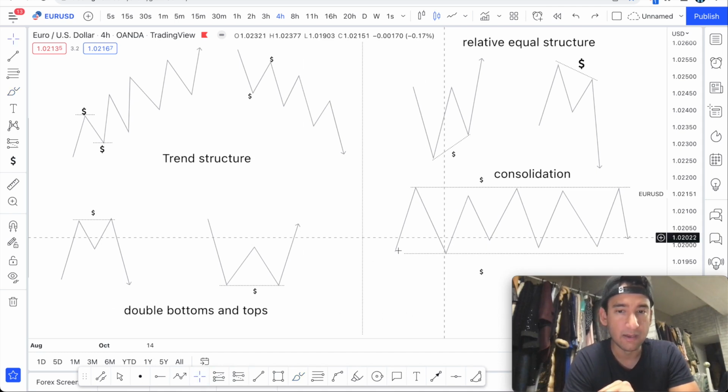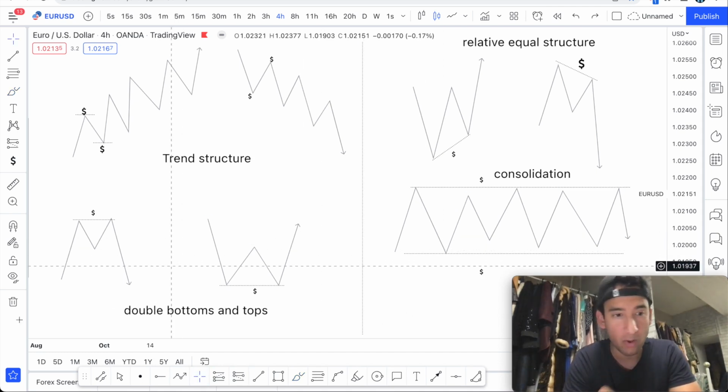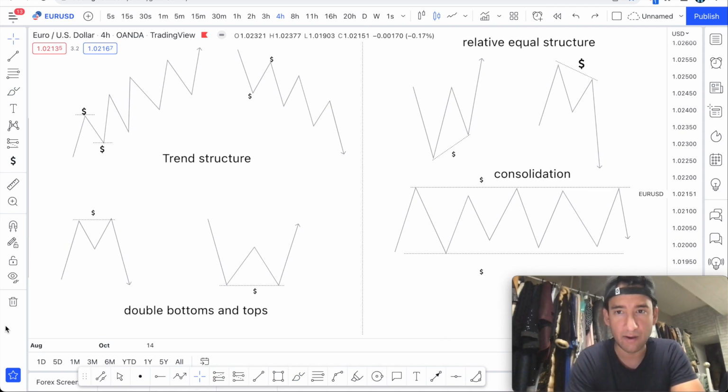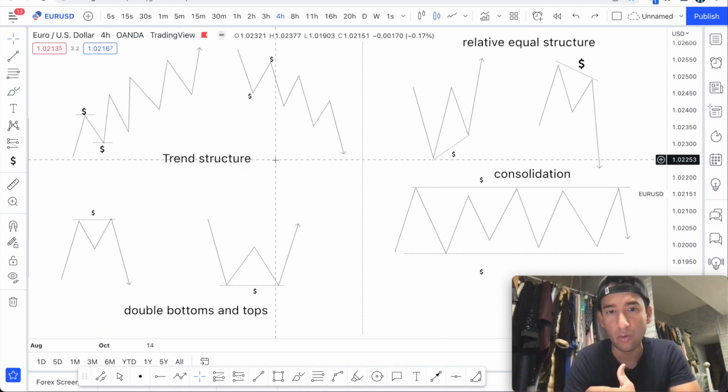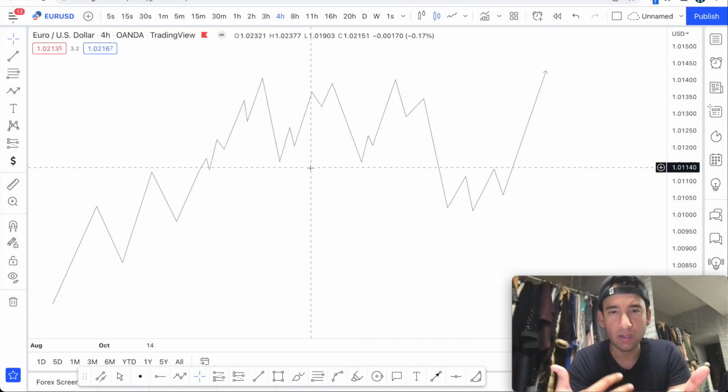Somebody told me this all the way back when I was learning how to trade: if you don't know where liquidity is, you are essentially the liquidity in the market. If you don't know where liquidity is and you can't see it, you are the liquidity. Okay, so here's a relatively real look at what liquidity looks like in the markets.